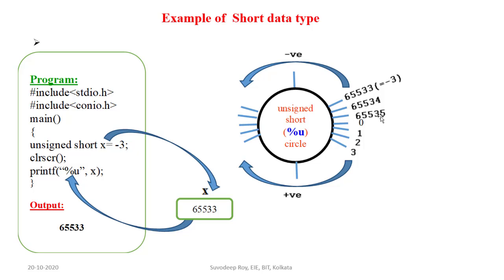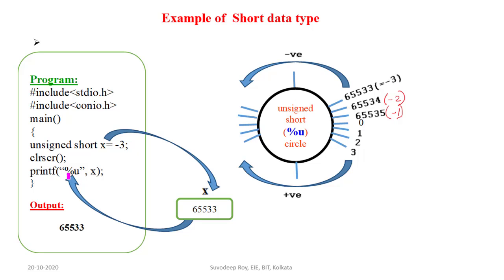Minus will start and will increase in the anti-clockwise direction. This is the minus direction. So this is 0. No doubt this will be minus 1 and this will be minus 2 and this will be minus 3. So the corresponding value of minus 3 is 65,533. So in that memory location, the stored value will be 65,533. When we want to access this value, the instruction is printf.